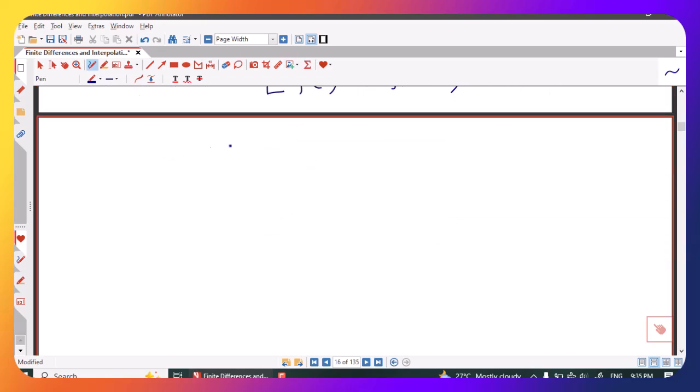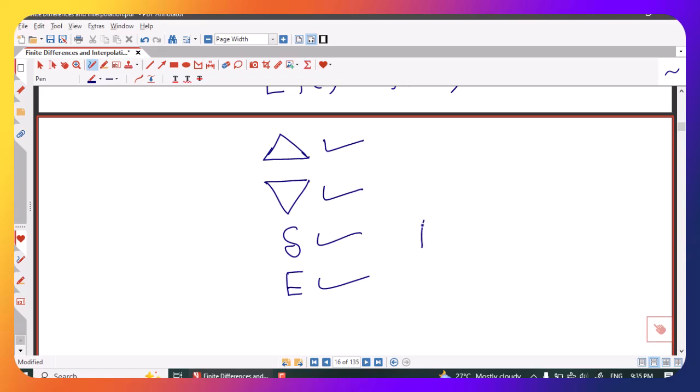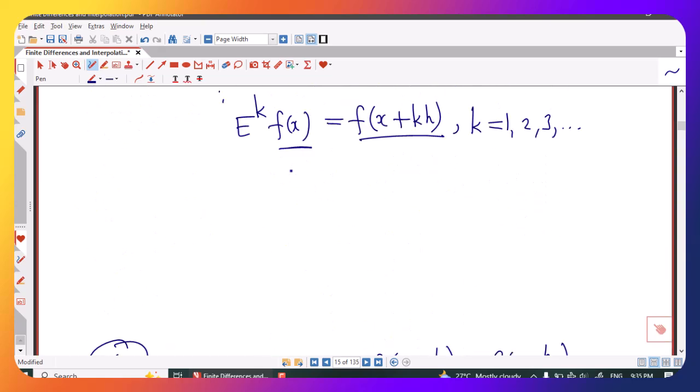So now we are familiar with these different types of finite difference operators. Delta is forward difference operator, nabla is backward difference operator, delta is central difference operator, and capital E is shift operator. So remember all these operators and their definitions. In upcoming lecture we will see some relationship between these operators. We will discuss what are the different types of relations between these 4 types of finite difference operators.